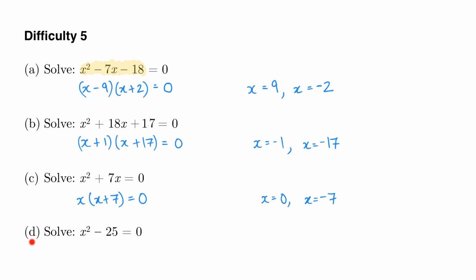Finally, with part D, this factorizes to x plus 5 multiplied by x minus 5, and that equals 0. So the solutions are x equals negative 5 and x equals 5.